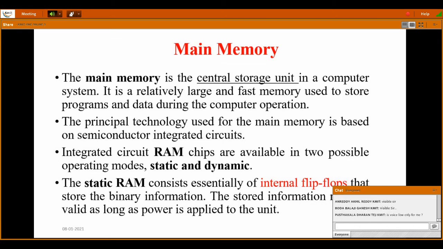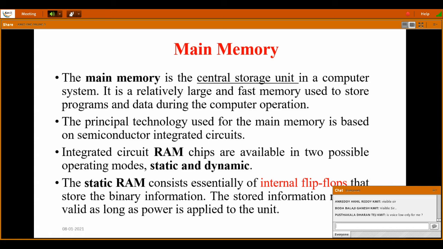Here the main memory is the central storage unit in a computer system. It is a relatively large and faster memory used to store programs and data during the computer operation. The principal technology used in the main memory is based on semiconductor integrated circuits. Main memory here is integrated circuit.